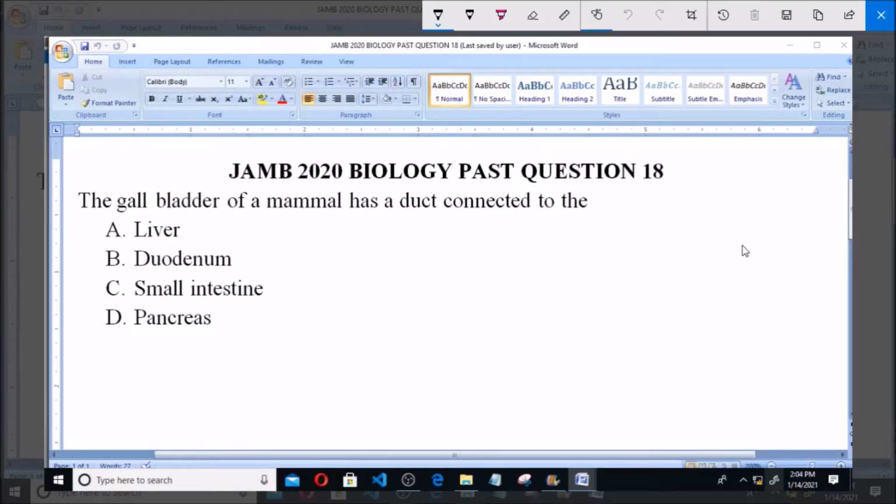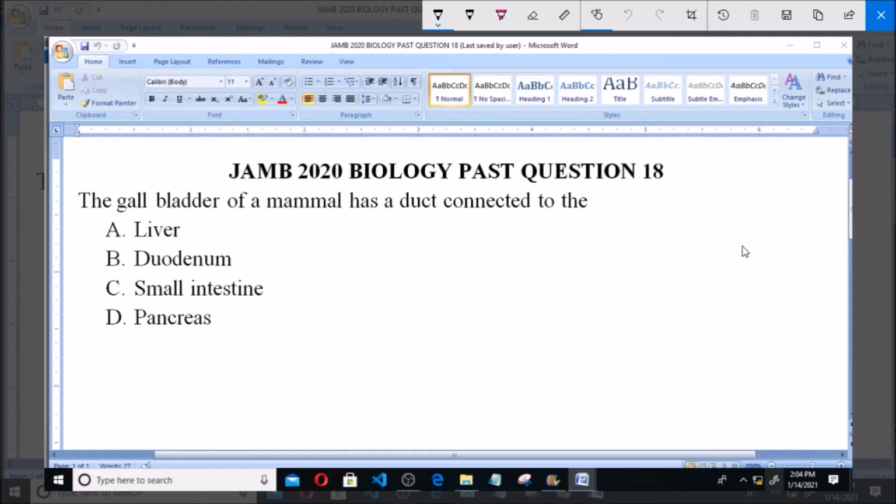I'll be answering JAMB 2020 Biology Past Question 18. The gallbladder of a mammal has a duct connected to the A. Liver, B. Duodenum, C. Small intestine, and D. Pancreas. So it says the gallbladder of a mammal has a duct connected to the dash.